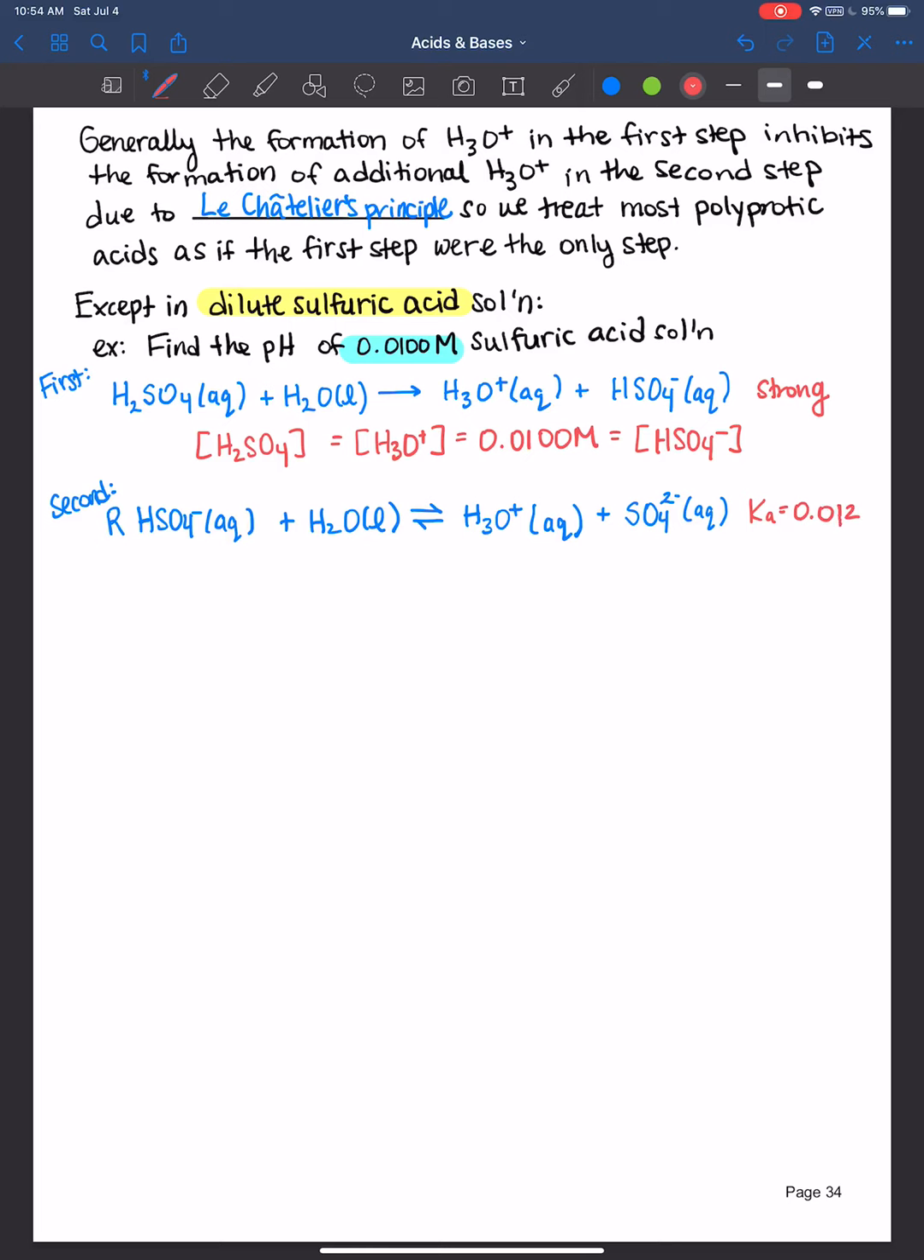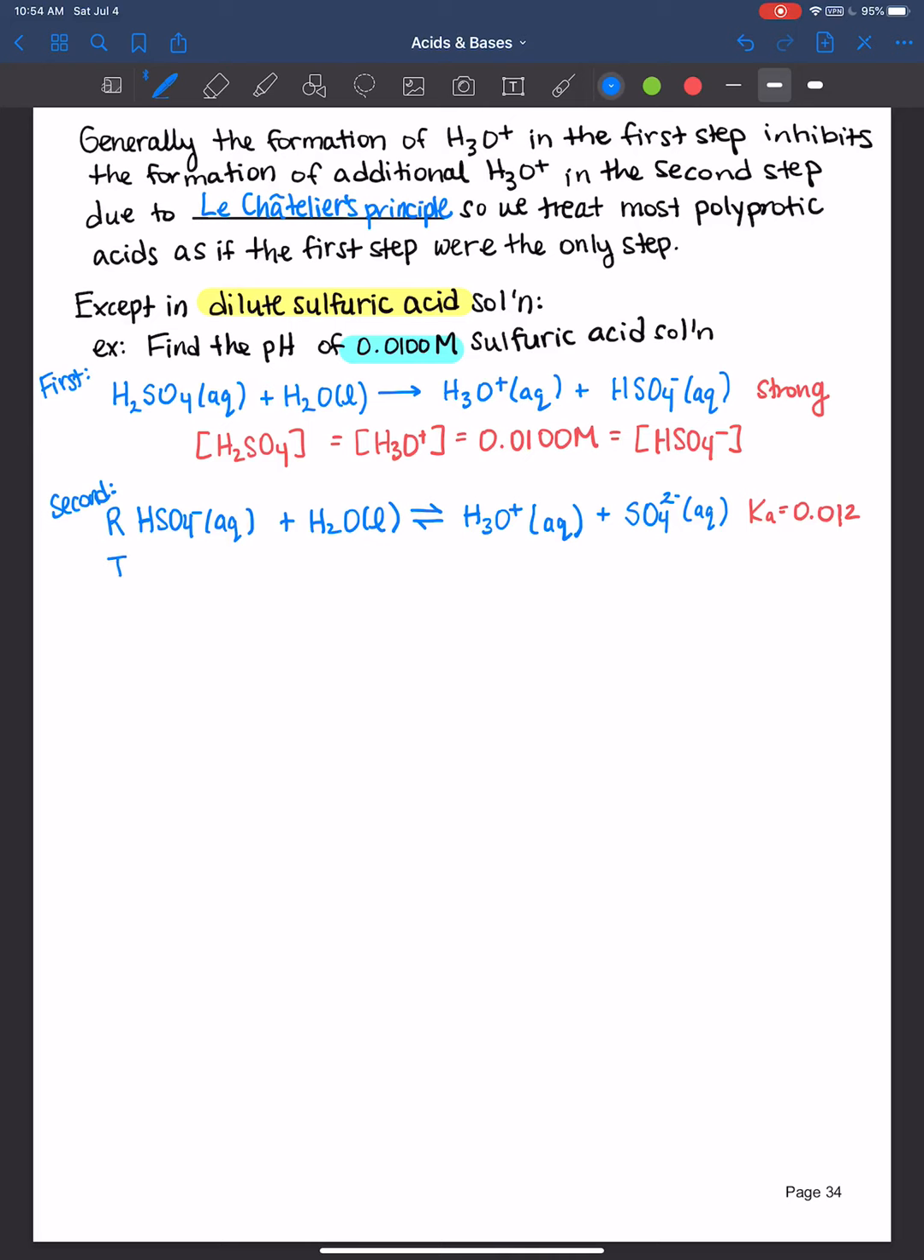So since the Ka value, the second ionization step for sulfuric acid, is actually quite significant, that means that the equilibrium is going to go forward quite a bit. We're going to get a significant contribution of hydronium ions, so that we do need to take into account. We have to do this second step, this RICE table here.